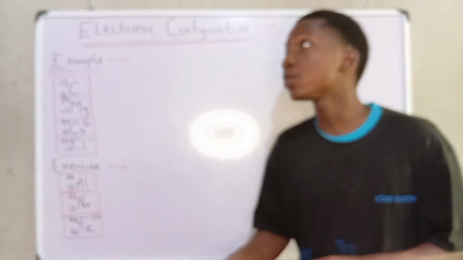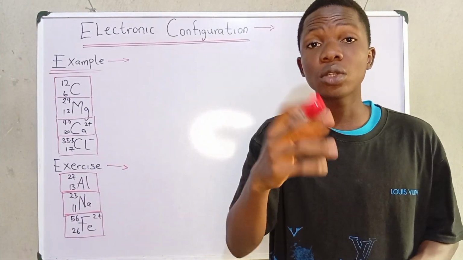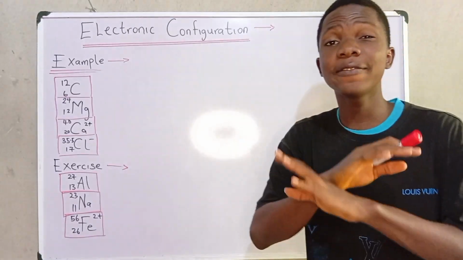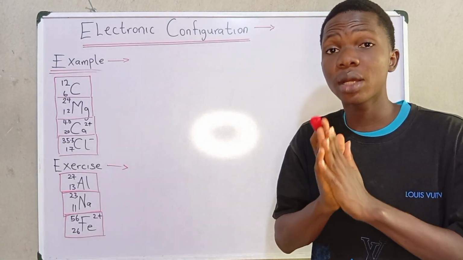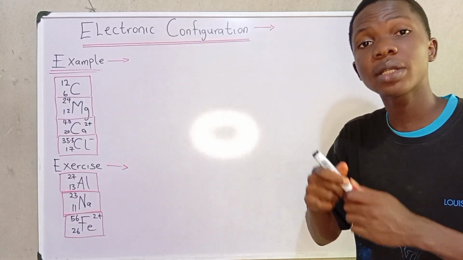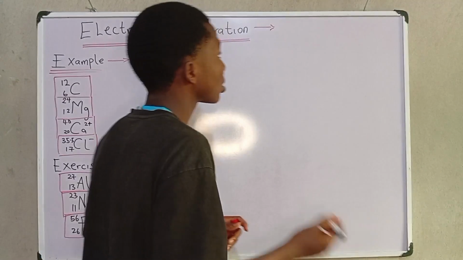Today we are going to be looking at electronic configuration. Now I'm going to be showing you in this video how to write electronic configuration. It's very simple. I'm going to show you a simple method and straightforward way in which we can write electronic configuration. So now the first thing you have to know about writing electronic configuration is this.